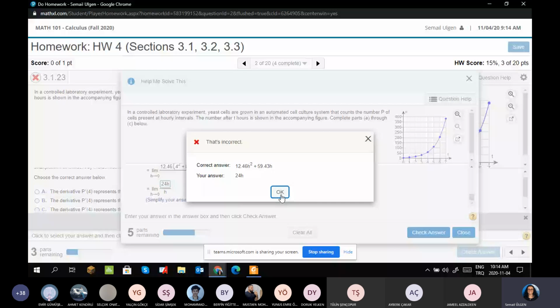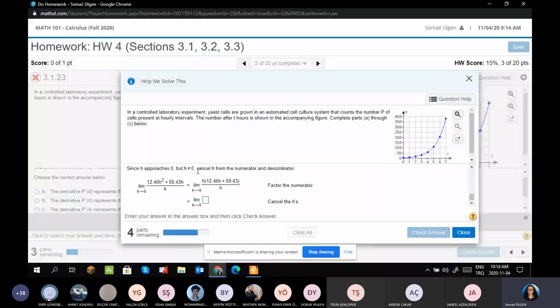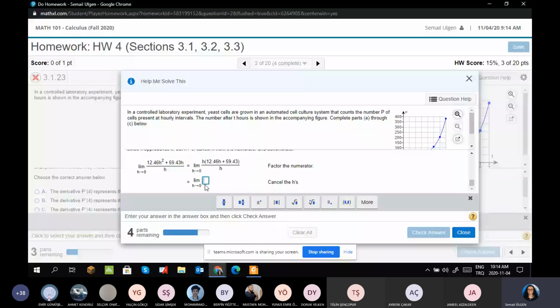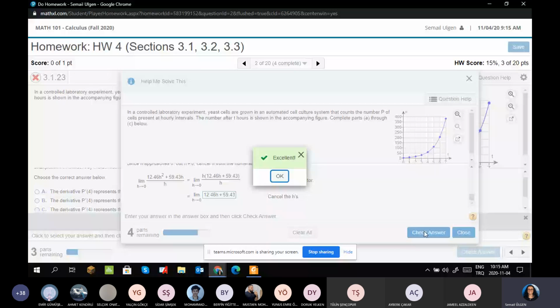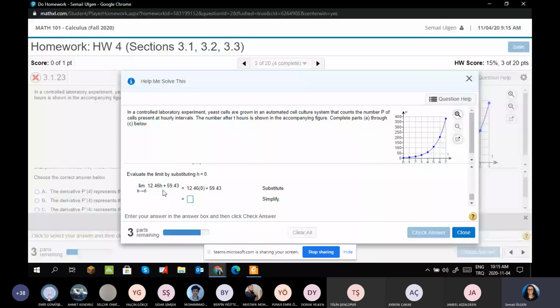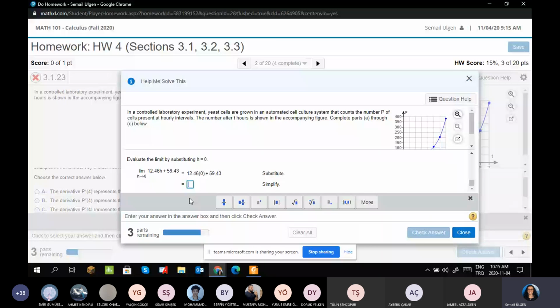And then what does it say? Since h approaches 0 but h is not 0, cancel h from the numerator and the denominator. That's what we are doing. We can cancel it out, and what is left is just this part. We plug in h equal to 0. It's taking you through the steps one by one, which is really good for you. Maybe sometimes it's boring for some students, but it's okay. Because we cancel the h's, we evaluate the limit by substituting h equal to 0, and the answer is 59.43.